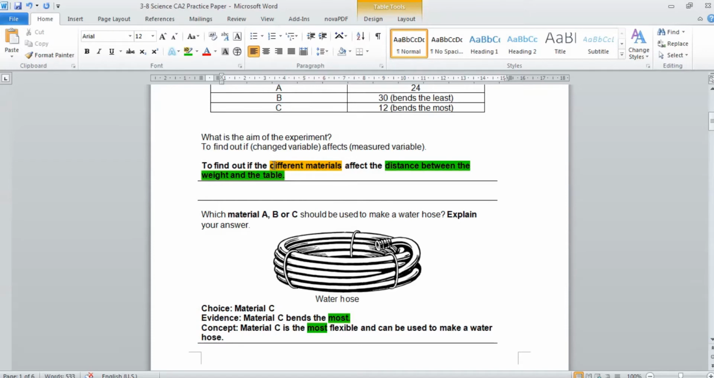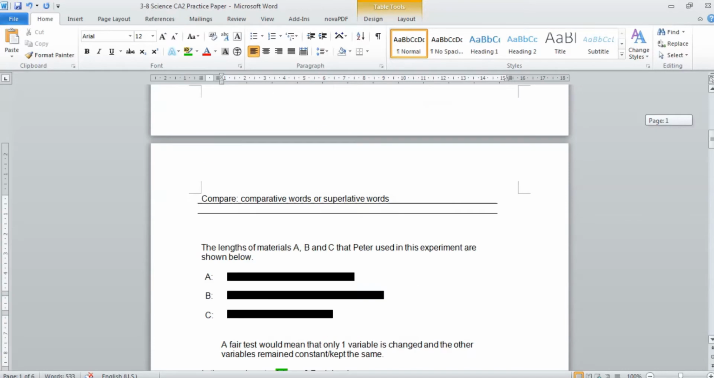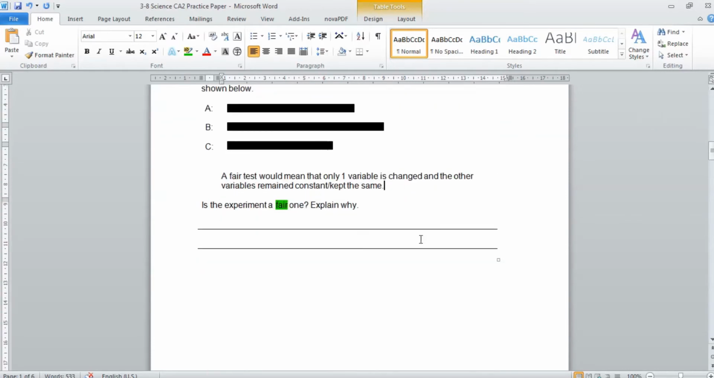So here you already know that there can only be one changed variable, which is the different materials. Remember what we always say, what we change is what we want to find out. In this case, we want to find out about the flexibility of the different materials, so we change the materials. So the only changed variable that we should have in this experiment is the different materials. The rest must be kept constant. So that's exactly what we're going to write here.